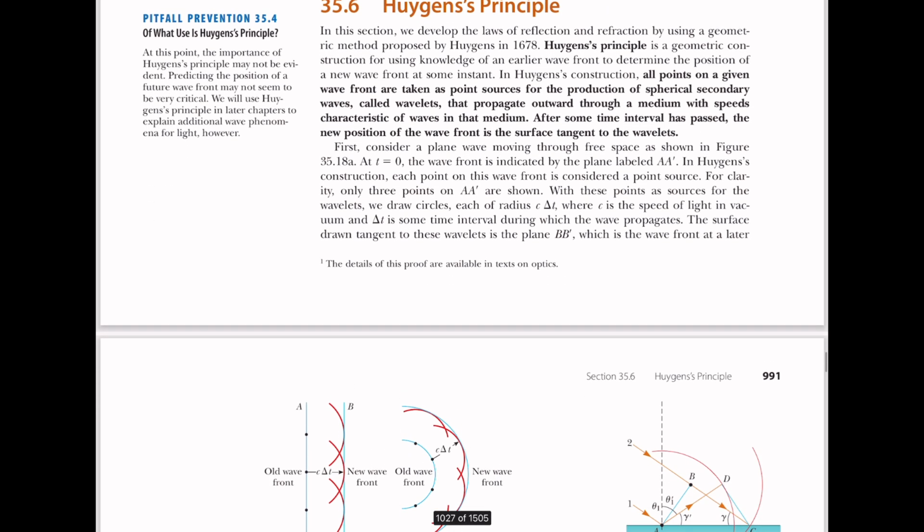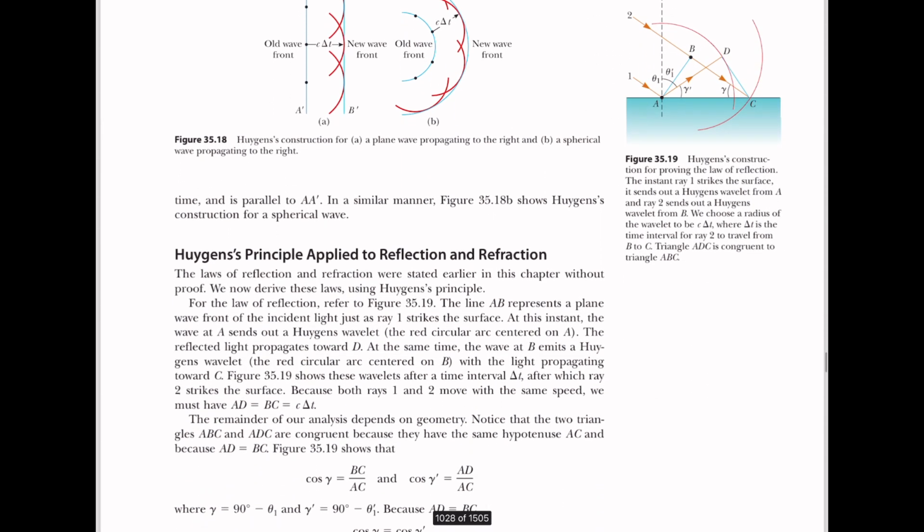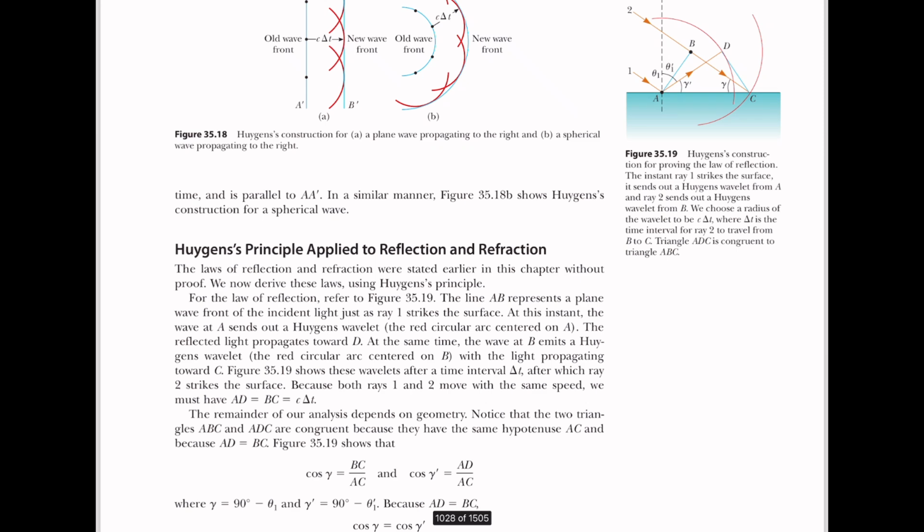This is not exactly the ray approximation. It is more of a wave. They call it a geometric construction using the knowledge of earlier wavefronts to determine the position of a new wavefront at some instant. So you can see how it's kind of a new thing, but it interlocks with the chapters we read before.